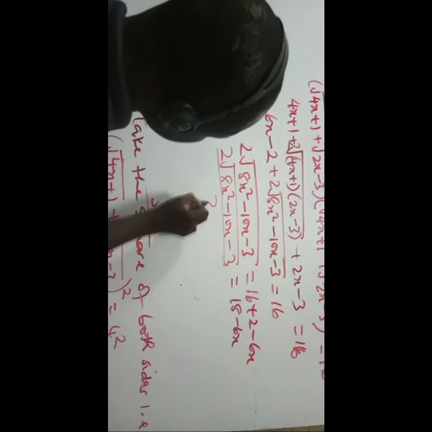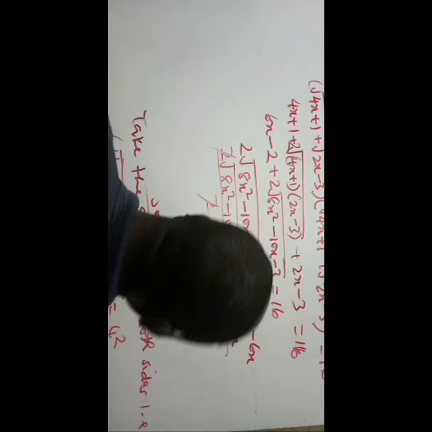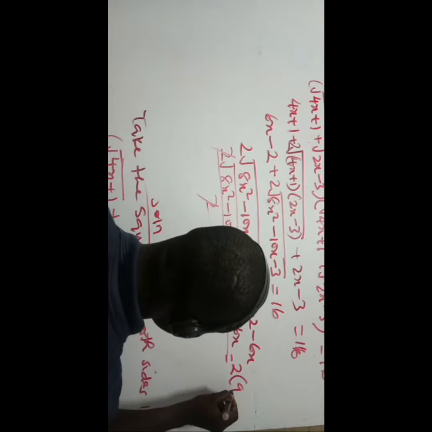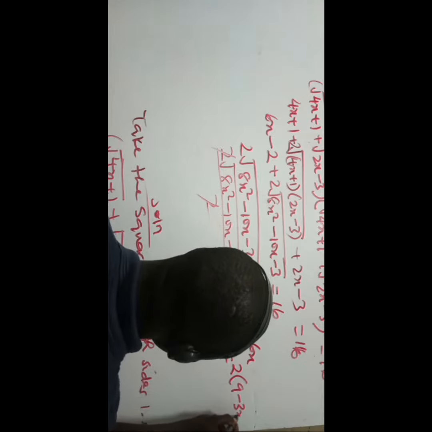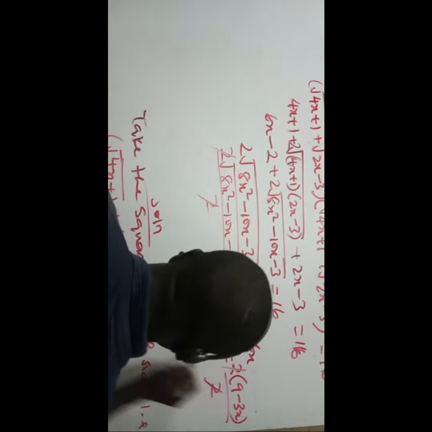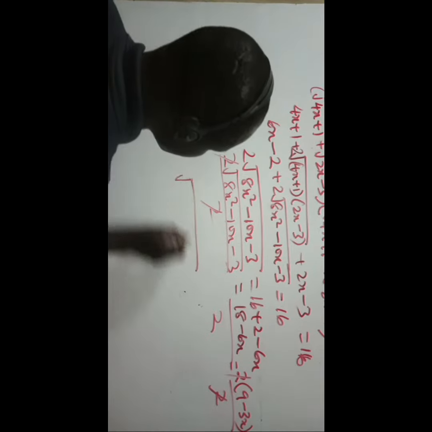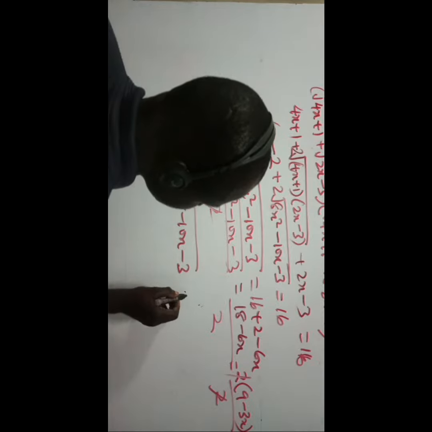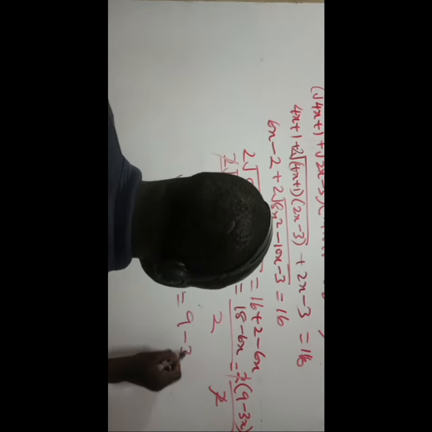I can divide both sides by 2. Then what we can have is to bring out 2, so that we have 9 minus 3x all over 2. So 2 will cancel 2. So we are left with square root of 8x squared minus 10x minus 3 being equal to 9 minus 3x.